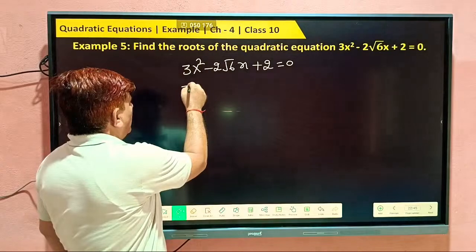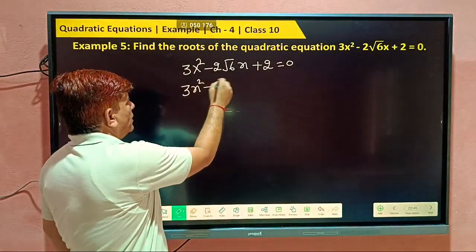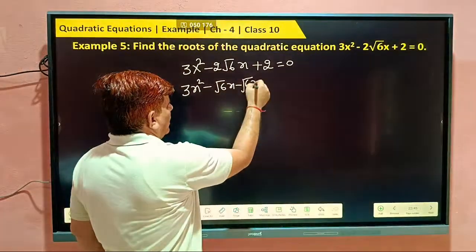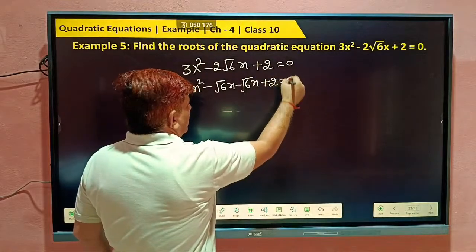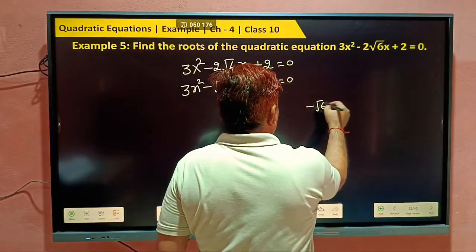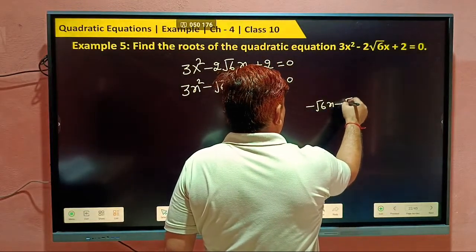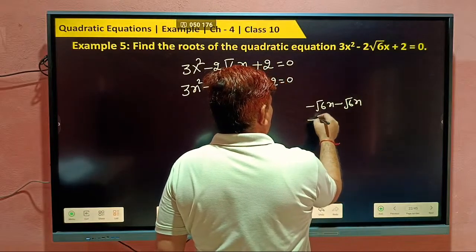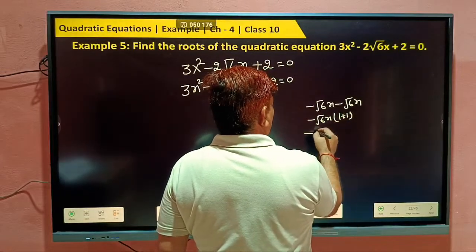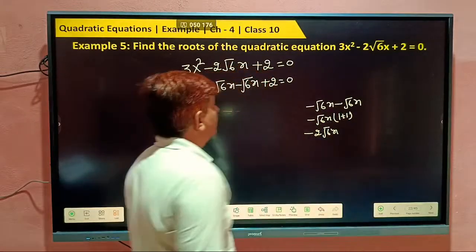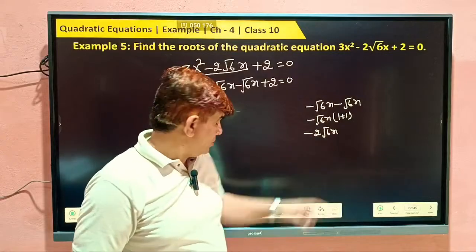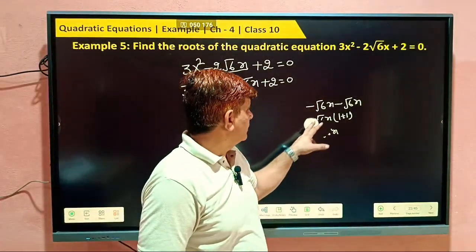So look once: 3x square minus root 6 x, minus root 6 x plus 2. Check two steps. Step number 1, sum of these: minus root 6x minus root 6x. So minus root 6x is common. 1 plus 1, how much? Minus 2 root 6x, which is equal to this. It means step number 1 is right. Understood? Not understood? Then I can tell again.